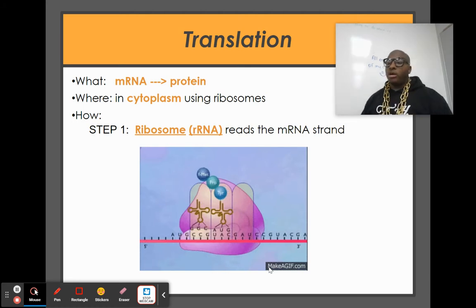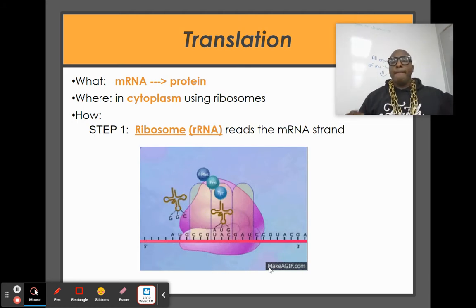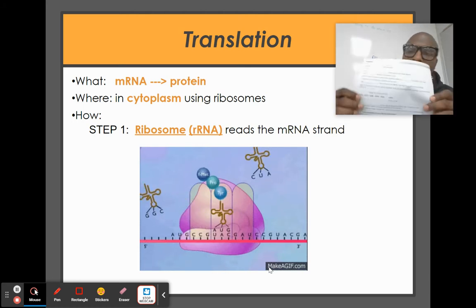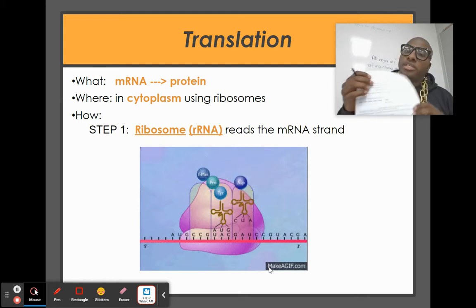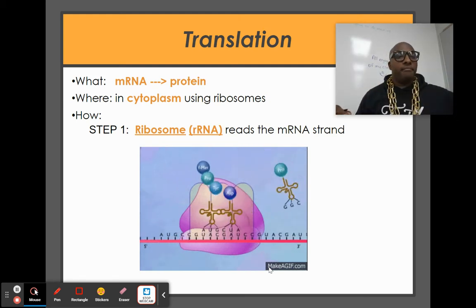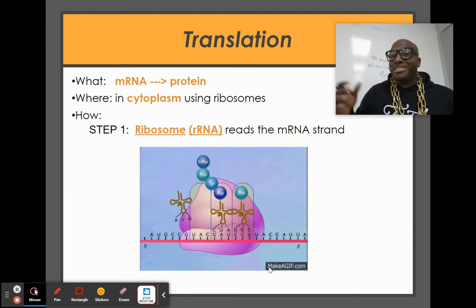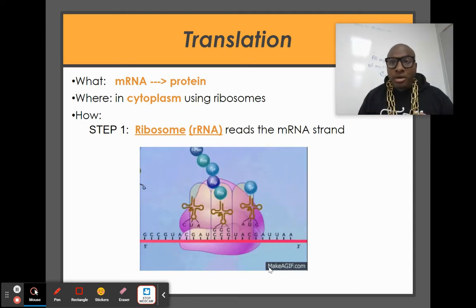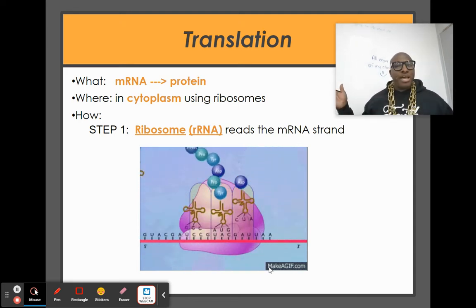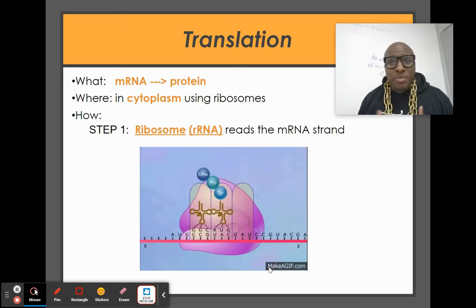So, following along with our handout here, you should be on the backside where it says translation. So at the very top, what is translation? Well, I just told you. We take an mRNA and we turn it into a protein, baby. That's what we do.